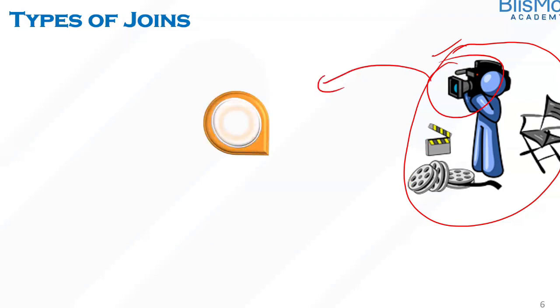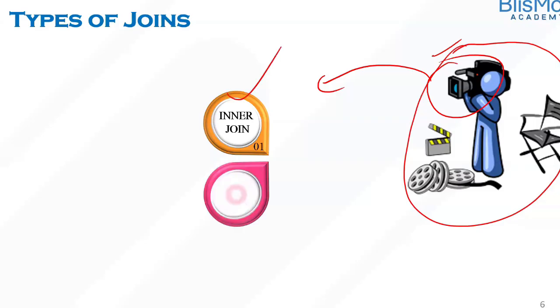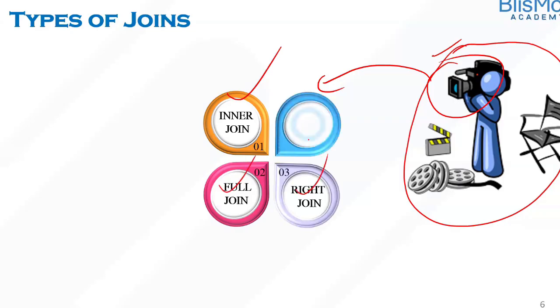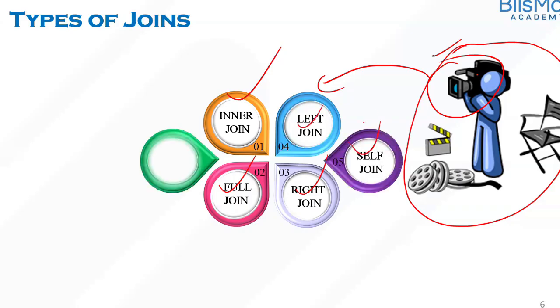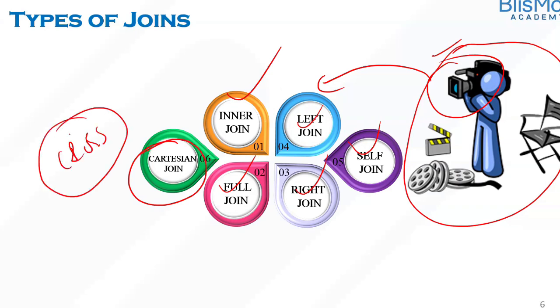Okay, now let us understand the joins. As Kiran said, the different types of joins are inner join, then we have the full join, right join, and left join. We also have self join, and the last one is cross join, which is also called Cartesian join. So let us look at them one by one.